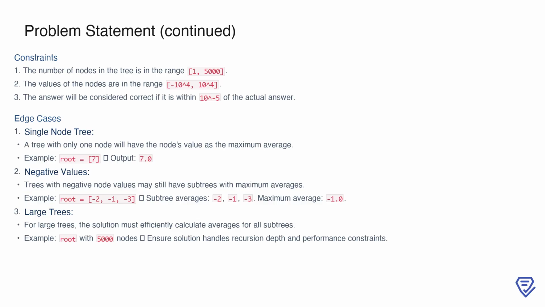Trees with negative values are also valid. For instance, in a tree such as root equals -2, -1, -3, the maximum average would be -1.0. Large trees with thousands of nodes require efficient computation to handle the recursion depth and performance constraints effectively. These considerations ensure our solution is robust and handles all possible scenarios.